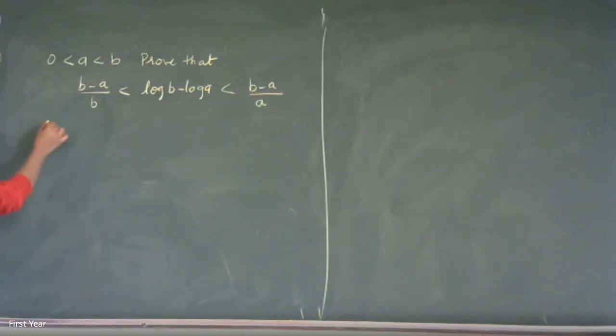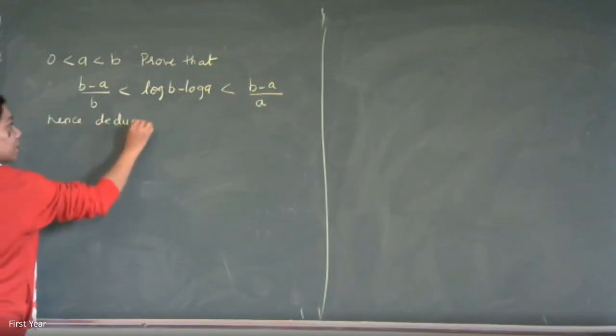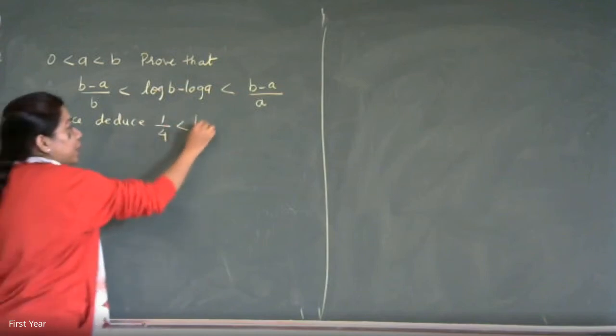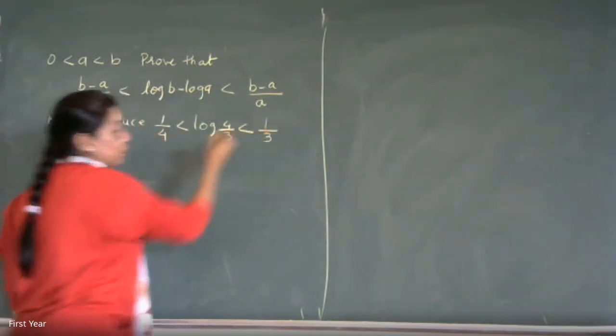And using this, hence deduce that 1 by 4 is less than log of 4 by 3 is less than 1 by 3. This is what it is.